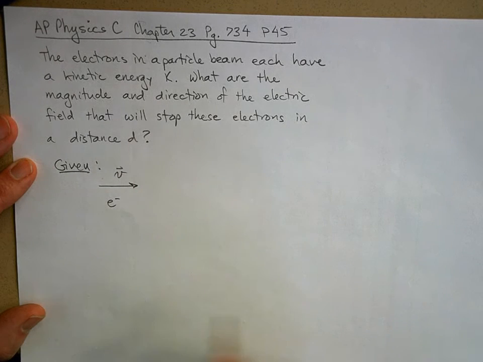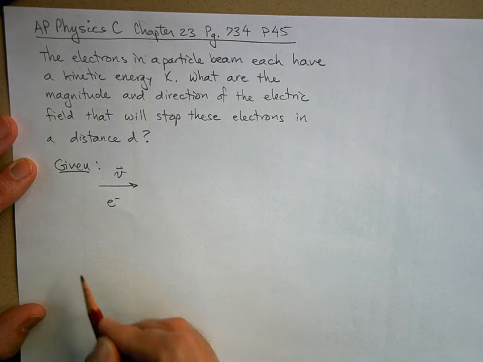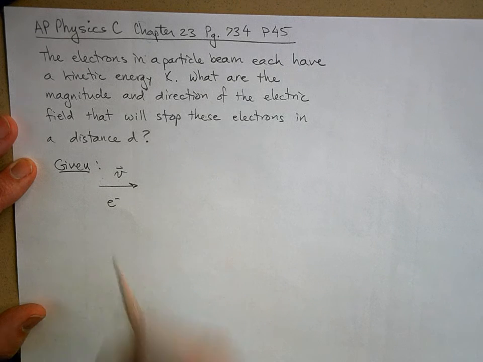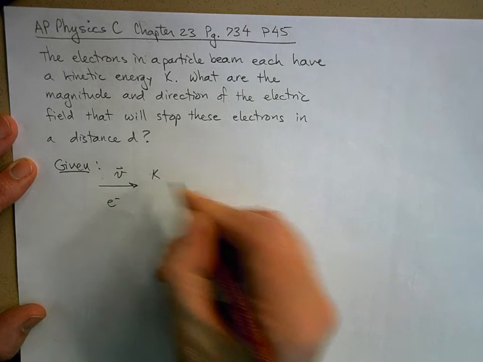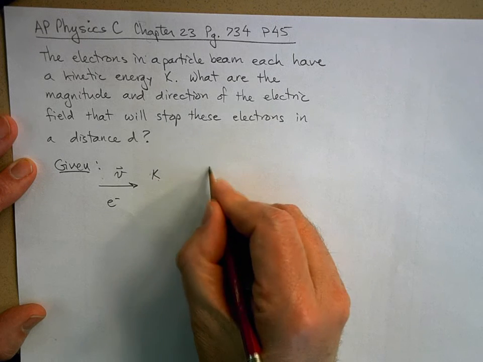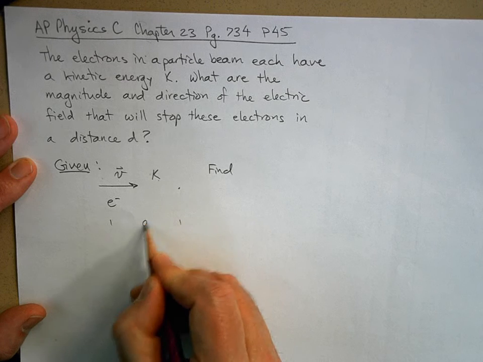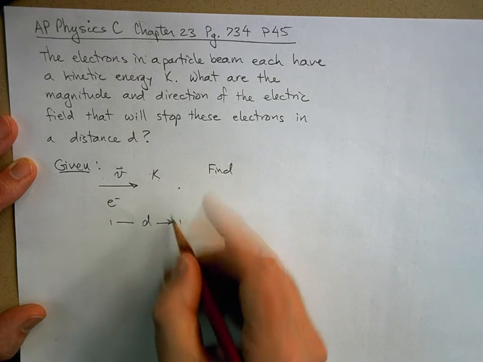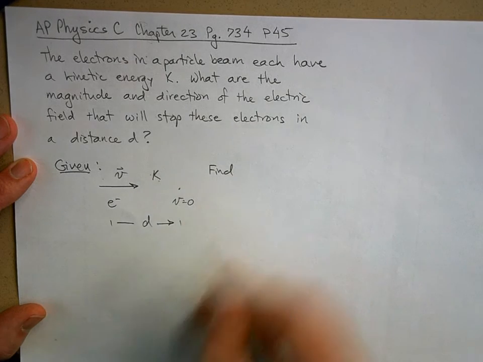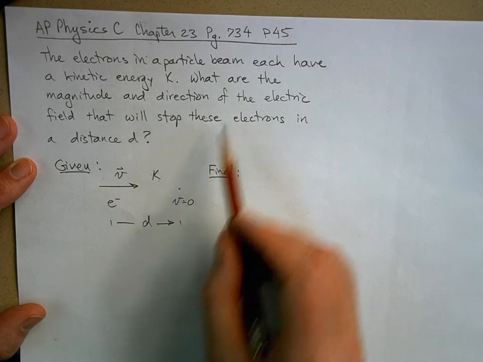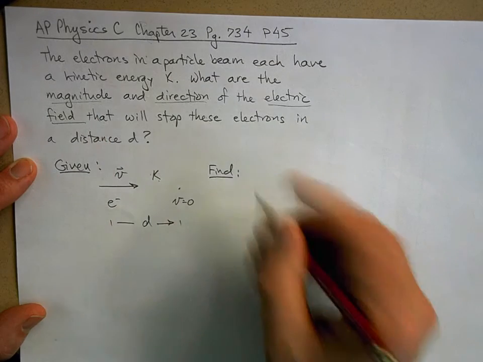And what we want to do is slow it to a stop, which means I've got to apply a force to it to the left. We've also got some kind of electric field that's going to stop it, and it's got kinetic energy K. So that's what's given. It's going to come to a stop in a distance d. So when it reaches this distance d, the velocity of the electron will equal 0. And what we want to find is the magnitude and direction of the electric field.